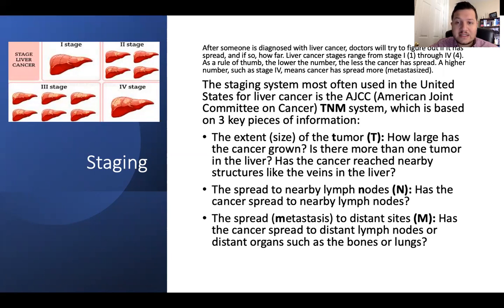The United States tends to use a TNM system developed by the American Joint Committee on Cancer, and it's based on three different key pieces of information. So one of them is the size of the tumor, how large the cancer has grown. Is there more than one tumor in the liver? Has the cancer reached nearby structures like the veins in the liver? Has the cancer spread to nearby lymph nodes? And has the cancer metastasized to distant sites such as the bones or the lungs or the pancreas and so forth?